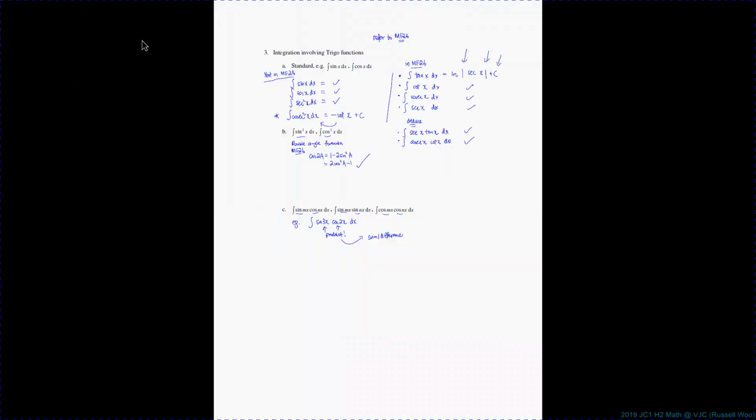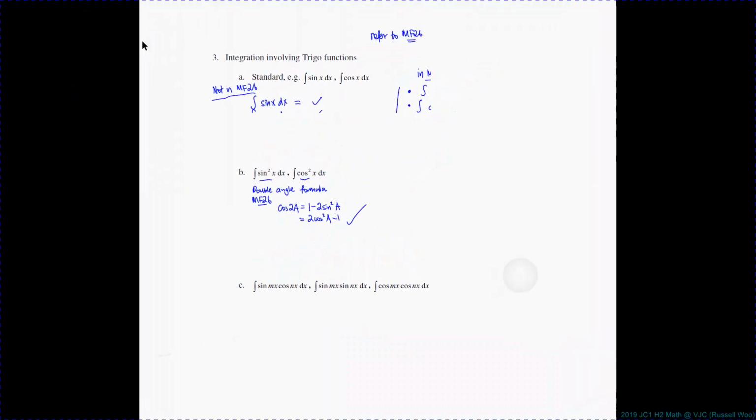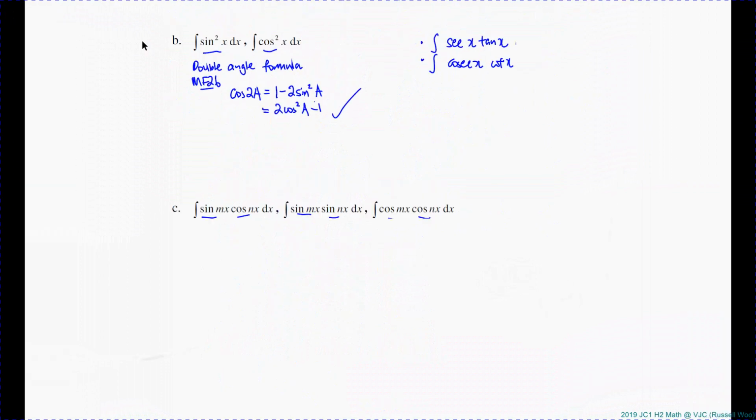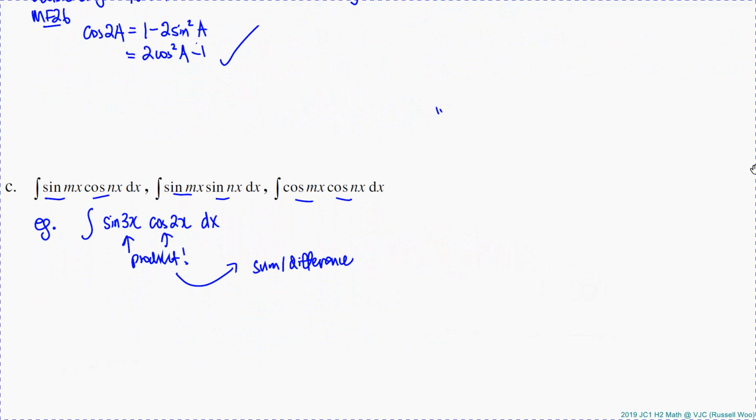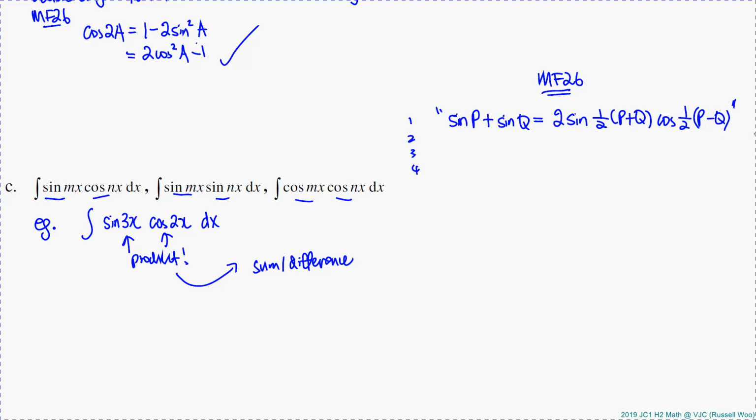Let's look at it. I hope you have an MF26 in front of you. In my MF26, the first line of those four lines says sine p plus sine q equals 2 sine half p plus q cosine half p minus q. This is in MF26. There are four lines, line number 1, 2, 3, 4. I zoom into line number 1.